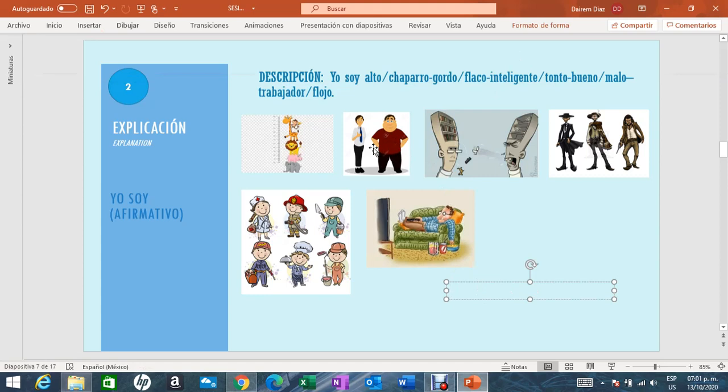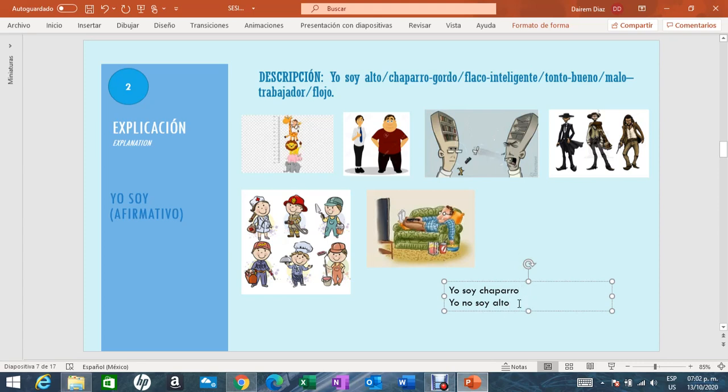Next one. Yo soy chaparro. Small. Yo soy chaparro. Let me write down. Yo soy chaparro. So if I am chaparro, then I am not tall. Yo no soy alto. I am not tall.